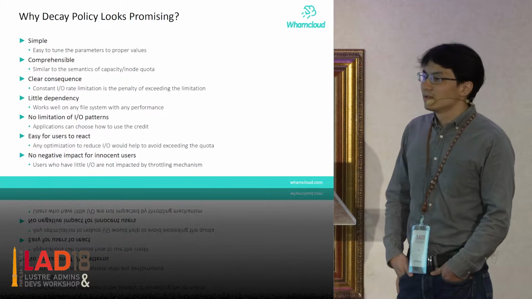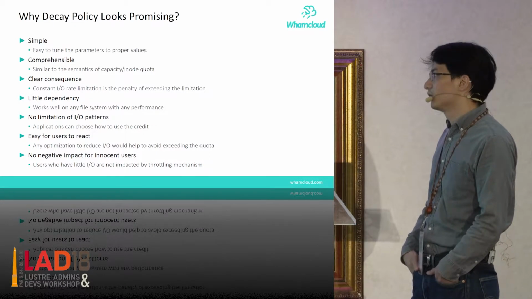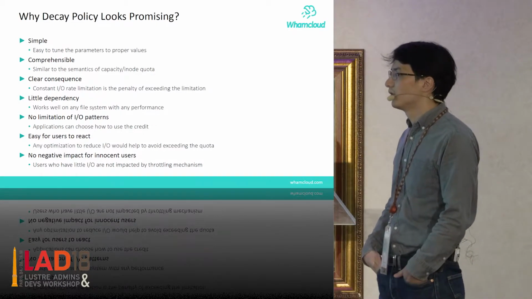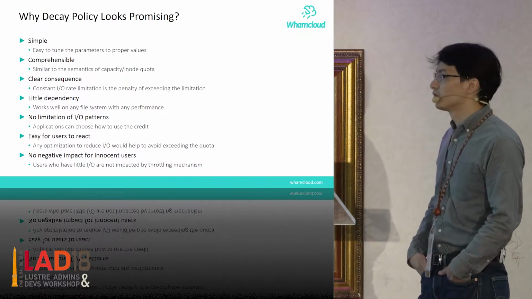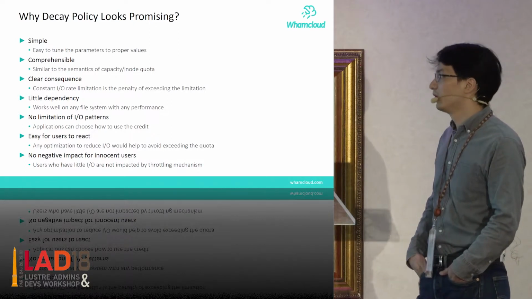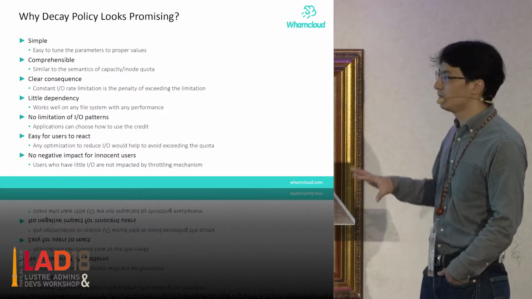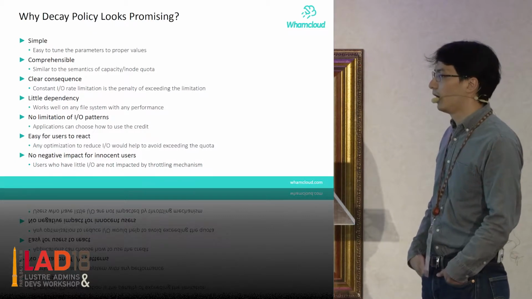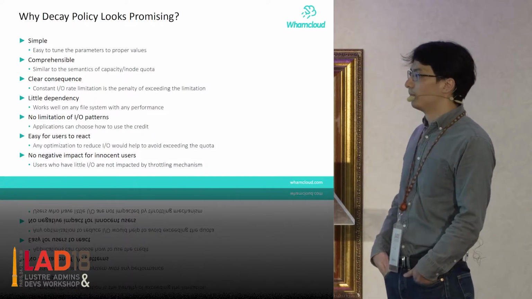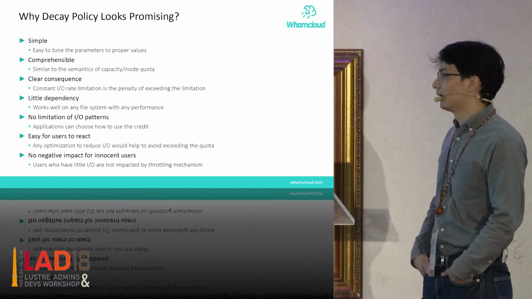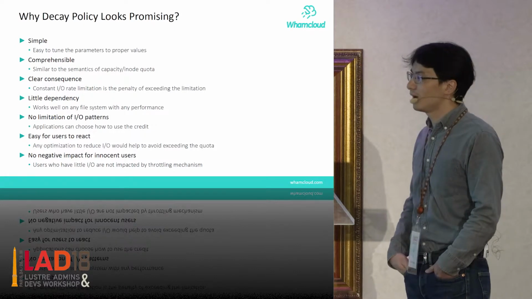As we can see, the decay policy is very simple, right? But we think it looks good because simple is good. It's very easy for us to configure with proper options suitable for the file system we are using, and I think it is comprehensible because it is very similar to the semantics of inode or capacity quota, and the consequence of exceeding the limitation is very clear. If you write too much, you will have a penalty.